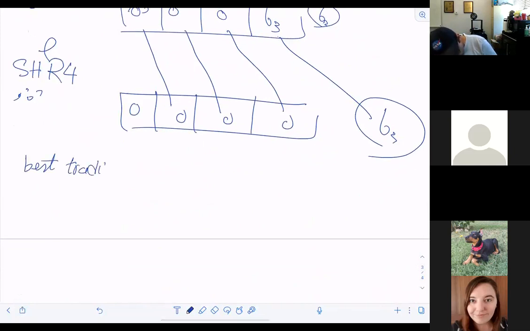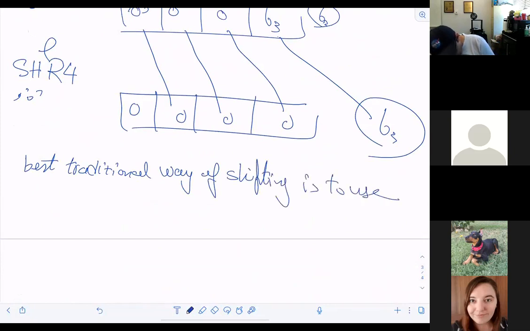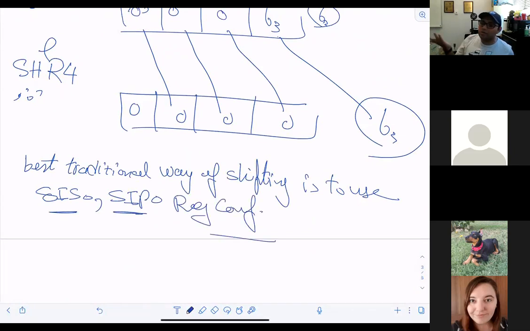So, the best traditional way of shifting is to use SISO or SIPO, right? SISO or SIPO register configuration, right? Because you keep pushing like this with 0. And then, if you want, you can read parallel, or you can just read serial out. And we learned last time what are the pros and cons, how many cycles and all these things, right?